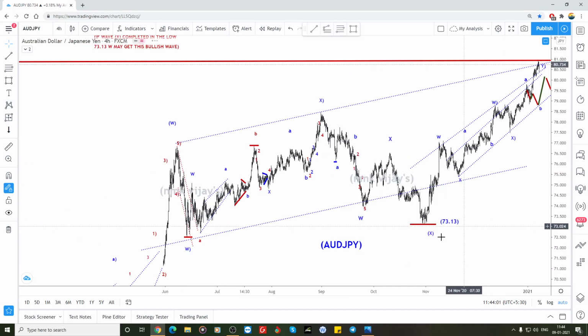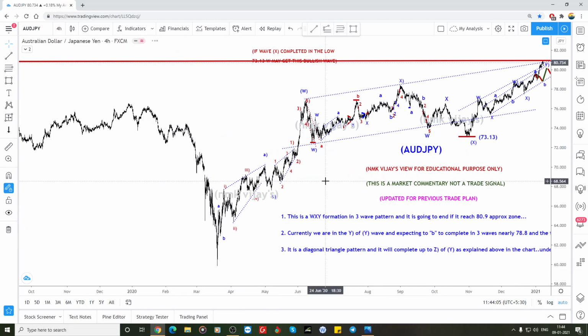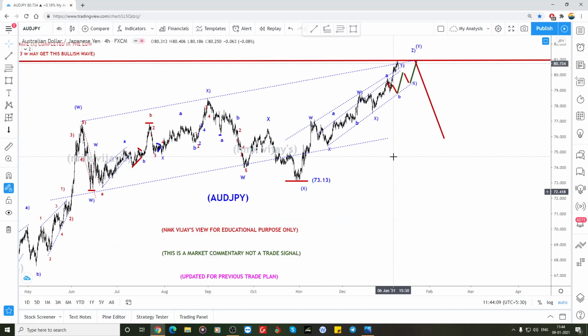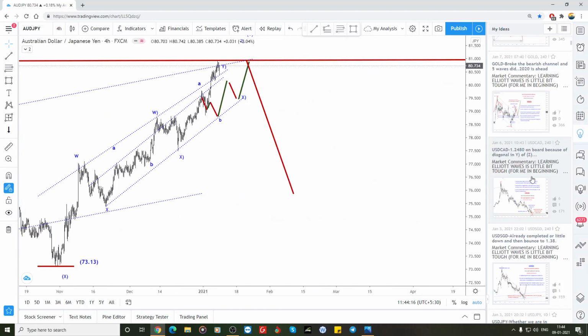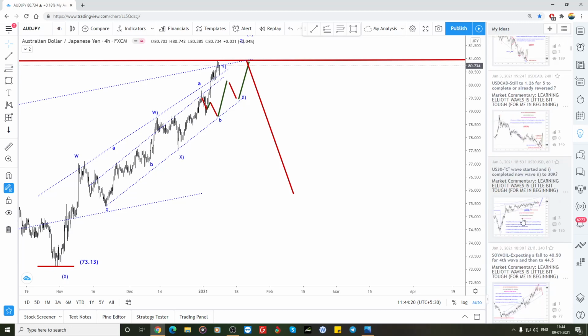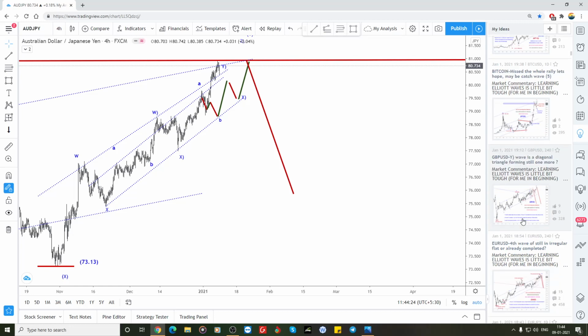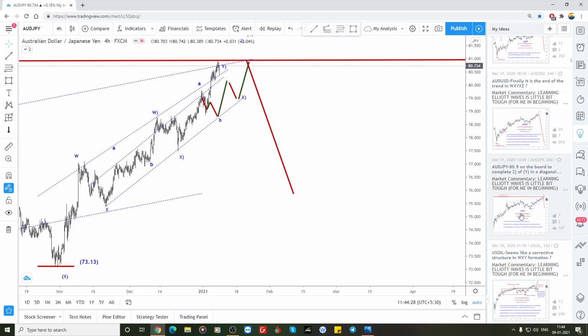See, from here what I said, this is ABC, B and C, it won't give any pullback. It will keep grinding to the upper side with a WXY formation. It did the same. See, I have already posted that also. AUD JPY buy. One second. Nifty, Bitcoin, EJ, NJ. Yes.